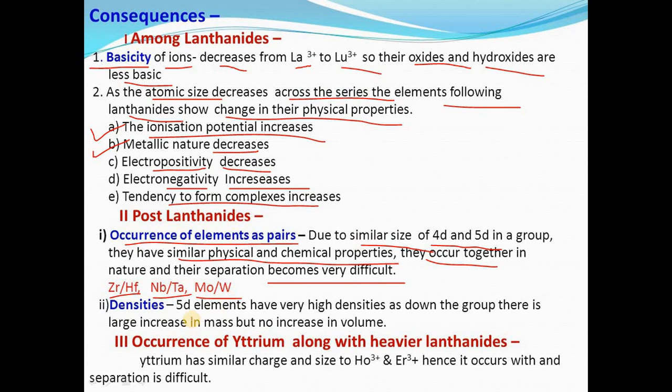Then in case of densities, 5d elements have very high densities. As down the group there is a large increase in mass but no increase in volume, so all have the same densities. Then occurrence of yttrium along with heavier lanthanides. Yttrium has similar charge and size to holmium 3+ and erbium 3+, hence it occurs along with them and separation is difficult.